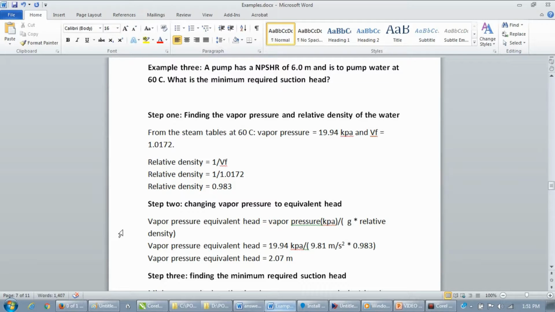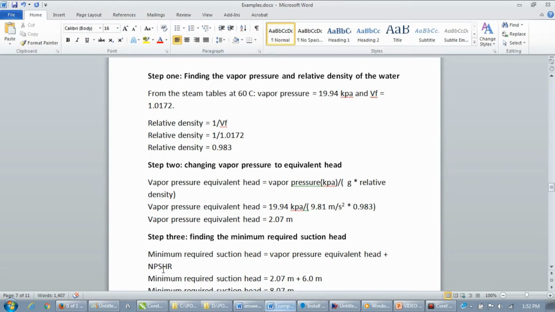Step 2. Changing vapor pressure to equivalent head. Vapor pressure equivalent head in meters equals the vapor pressure in kPa divided by the product of G times the relative density. Vapor pressure equivalent head equals 19.94 kPa divided by the product of 9.81 meters per second squared times 0.983. Vapor pressure equivalent head equals 2.07 meters.